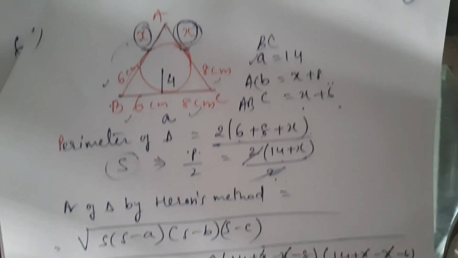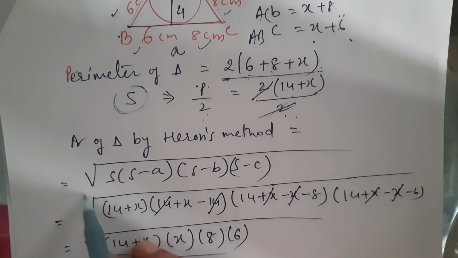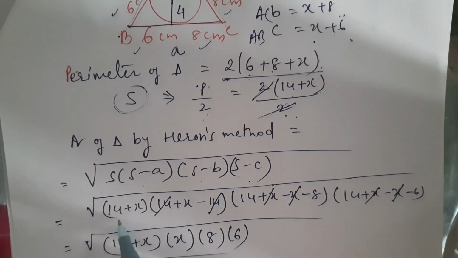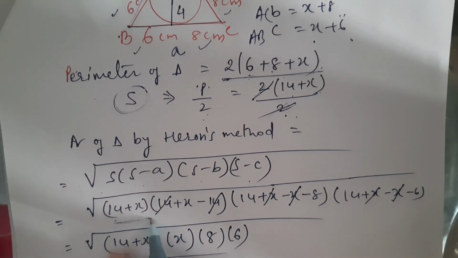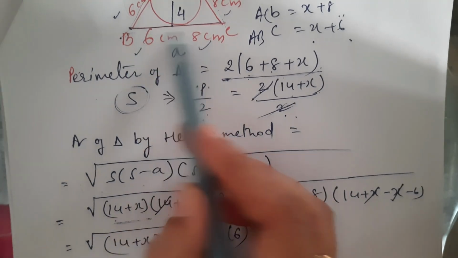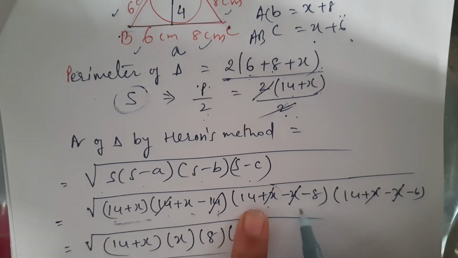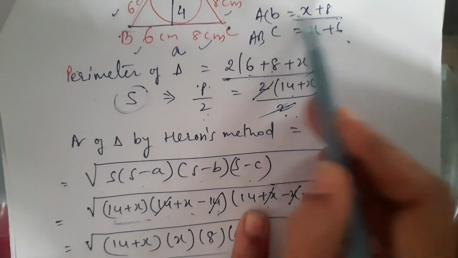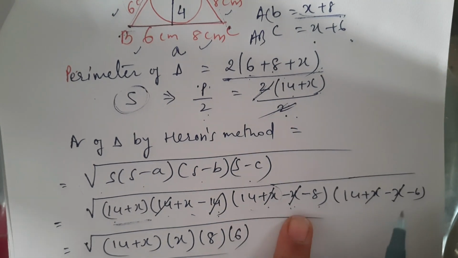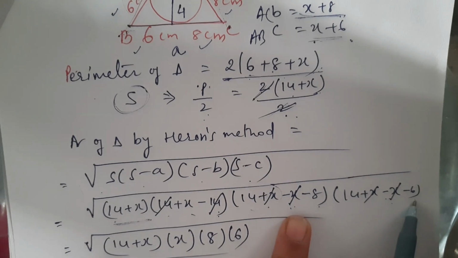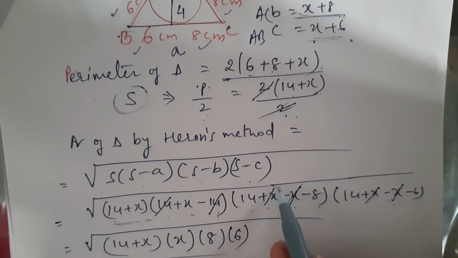2 got cancelled. Now let's start with the area formula by Heron's method, which is under root S into S minus A in bracket, S minus B in another bracket, and S minus C. Now S we got as the semi-perimeter 14 plus x, whereas one of the sides A is 14, so I subtracted 14. Now again S is 14 plus x, whereas the next side was x plus 8, so I subtracted x minus 8. Now the third side is x plus 6. As the minus sign is there, both the values got minus. Now cancel out the like terms. So here x got cancelled, here 14 got cancelled, x got cancelled.